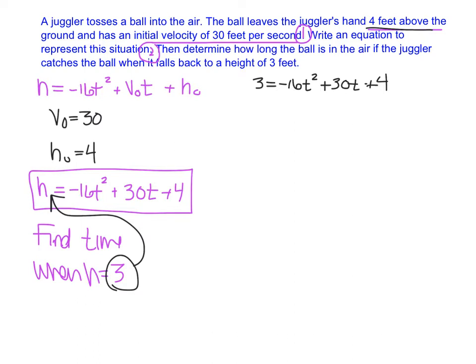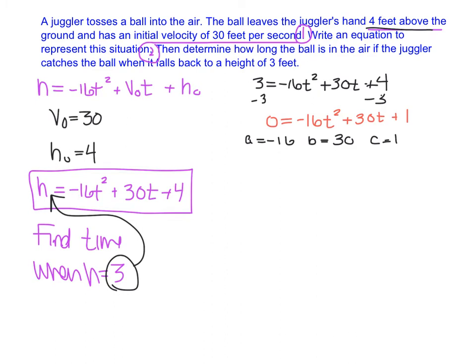If I take a look at this equation, what I notice is that it's almost perfectly set up for the quadratic formula. All I need to do here is subtract 3 from each side, and then it's set equal to 0. So I have 0 equals negative 16t squared plus 30t plus 1. This is now set up for the quadratic formula. I find my values for a, which is negative 16, b, which is 30, and c, which is 1. And then I can substitute these into the quadratic formula.